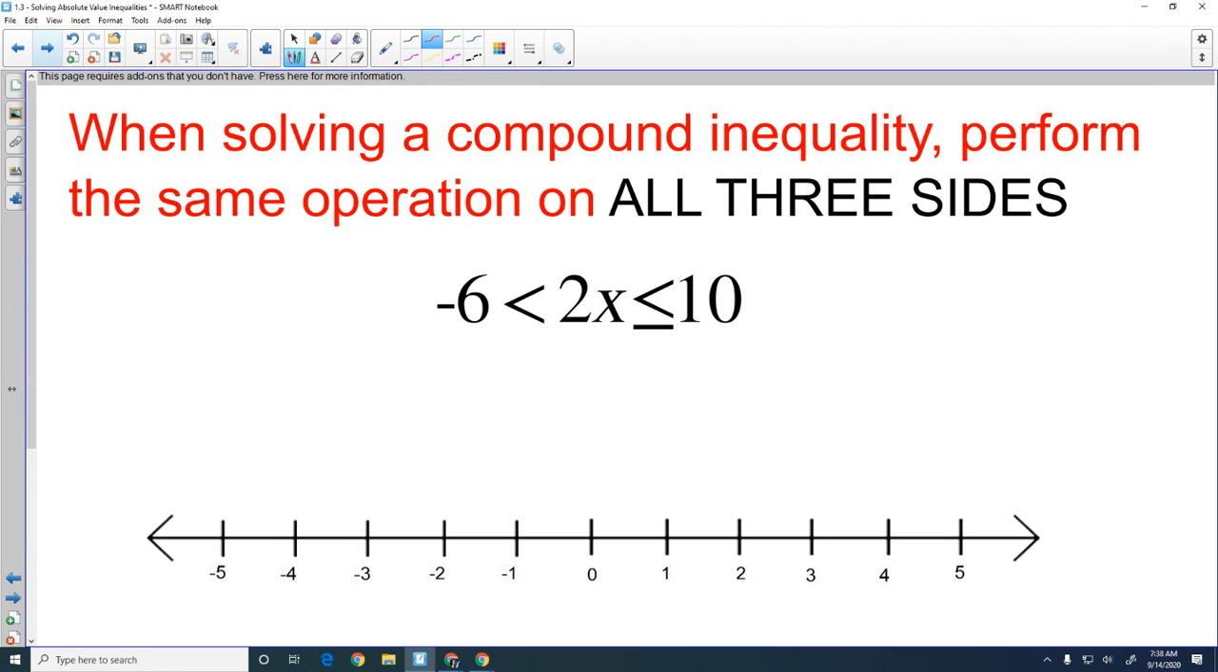Now I started by talking about these compound inequalities, and here's an example of one of them. Looks kind of weird, doesn't it, with two inequality symbols inside of one expression? This actually says -6 is less than 2x, which is less than or equal to 10. So I've got a lot of information there in one single expression in this compound inequality. And it's compound because there are multiple inequalities, right? Compound just means there's more than one.